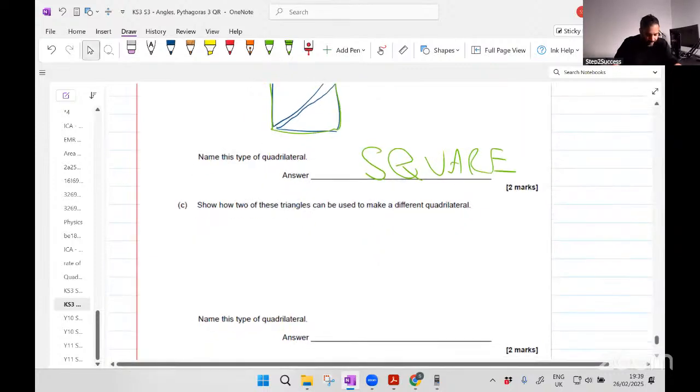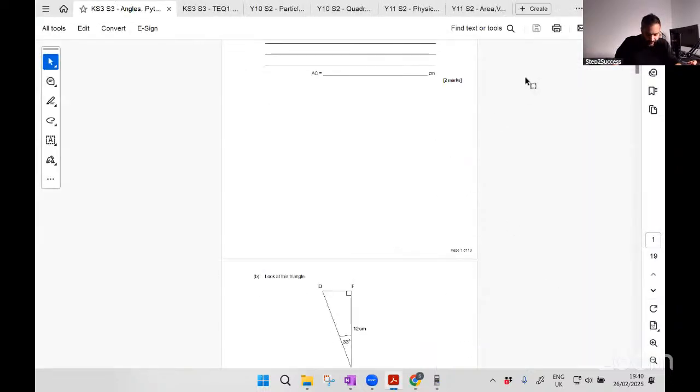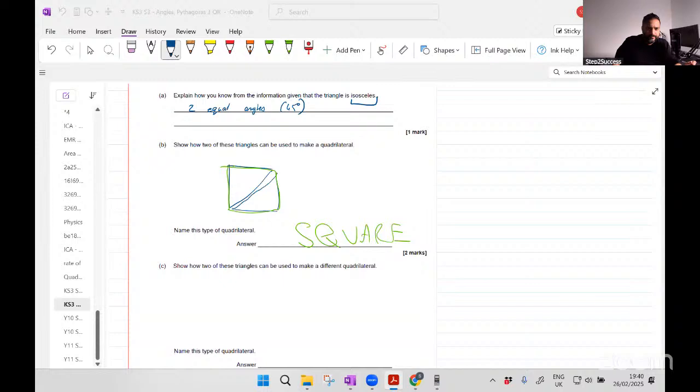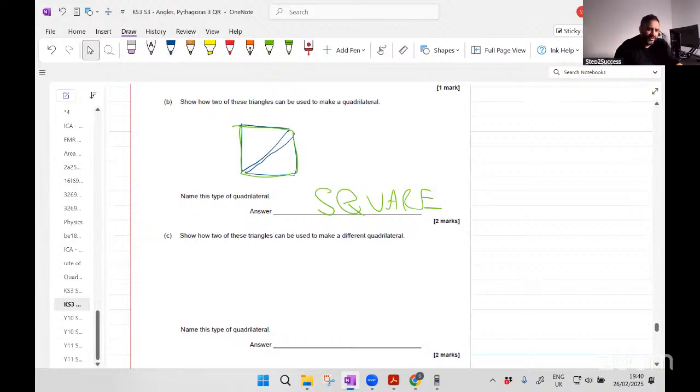Show how they could be used to make a different quadrilateral. I'm not sure. You know what, I can look at the answers. Sorry, I've got them open, so let's look at them. I think the answer's going to be rhombus, but I might be wrong. So how they could be used to make a different quadrilateral: triangle joined on shorter side with right angles not adjacent.